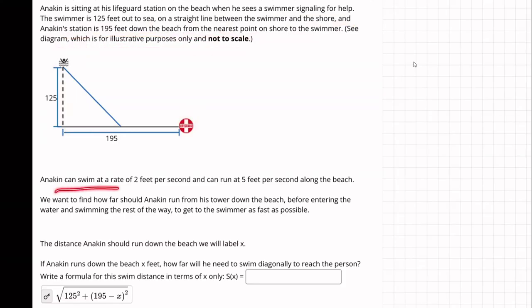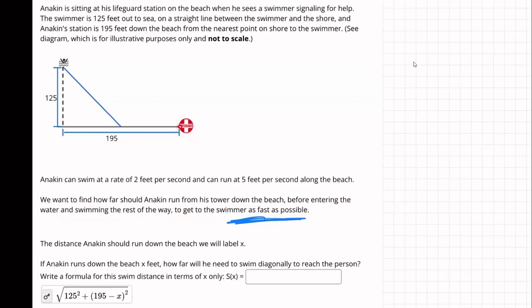Right. Anakin can swim at a rate of 2 feet per second, and he can run 5 feet per second along the beach. So he can run faster, swim slower. We want to find how far Anakin should run from his tower down the beach before entering the water and swimming the rest of the way to get to the swimmer as fast as possible. That's the key thing, right?